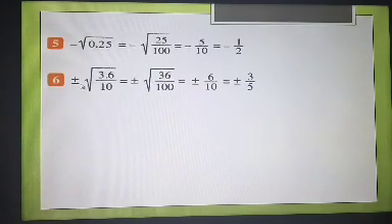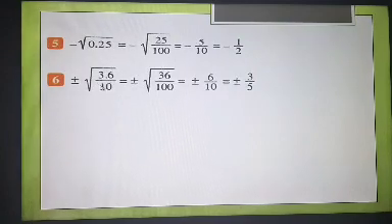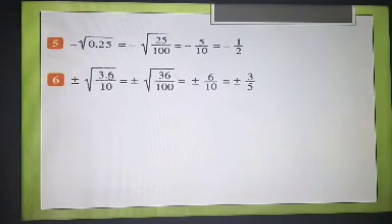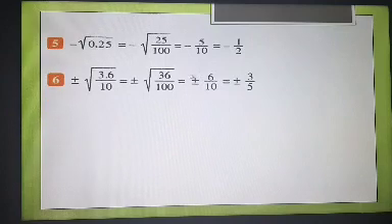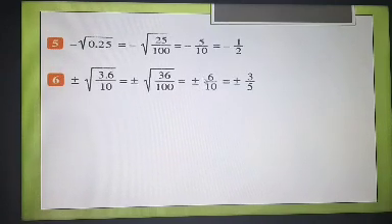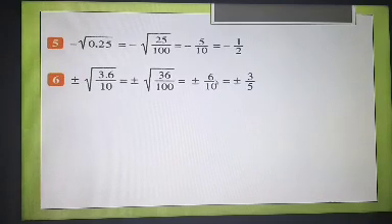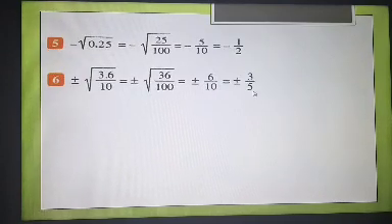Positive and negative root 3.6 over 10. 3.6 over 10, if we put it in the simplest form, will be 36 over 100. How can we get the square root of this number? The square root of 36 is 6, and the square root of 100 is 10, and this is positive and negative, the positive square root and the negative square root, and we have to put this fraction in the simplest form, so 6 over 10 will be 3 over 5.